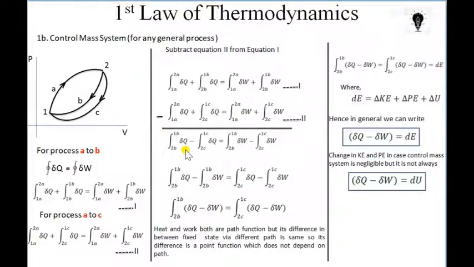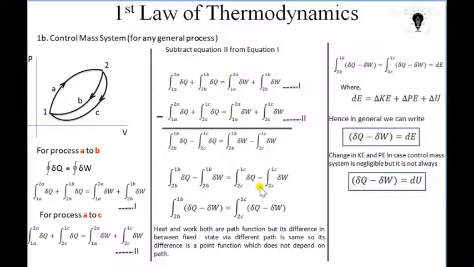Okay, so now we are rearranging these terms. Shift the integral of 2c to 1c of del q to this side, and the integral of 2b to 1b of del w to this side. You will get this expression. Now take the integral 2b to 1b common, so you will get the integral 2b to 1b of del q minus del w. Similarly here also take the integral 2c to 1c common, so the integral 2c to 1c of the bracket del q minus del w. This will be the expression you finally get after this subtraction.